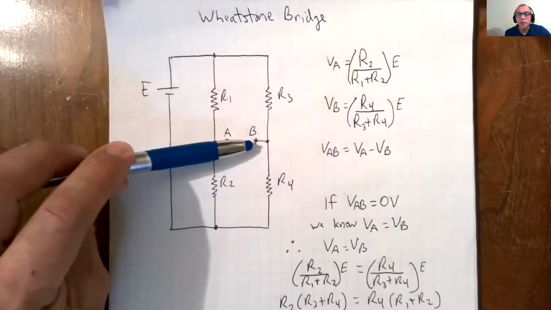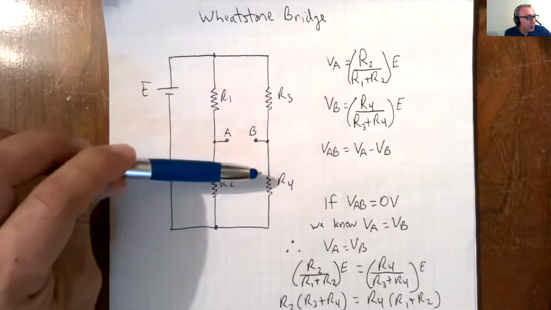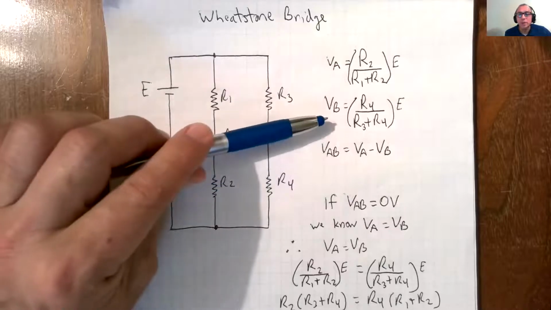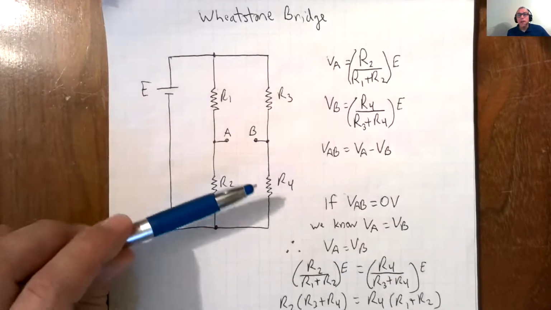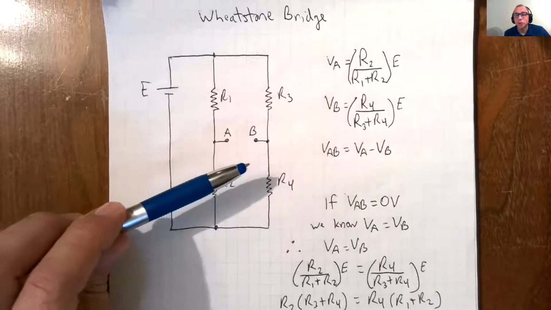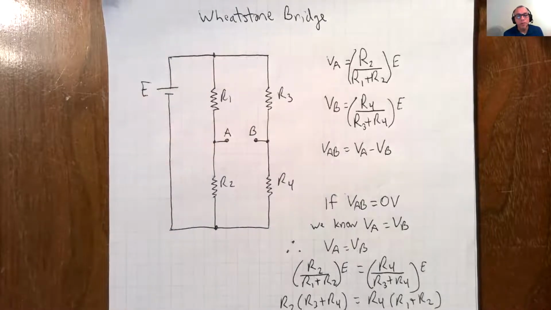And then VB is also VR4 between B and ground. So it'll be R4 over R3 plus R4 times E. And that'll give us VB. And then VAB, the voltage between the 2 points, is equal to VA minus VB. So like I said, we're going to go through several examples.